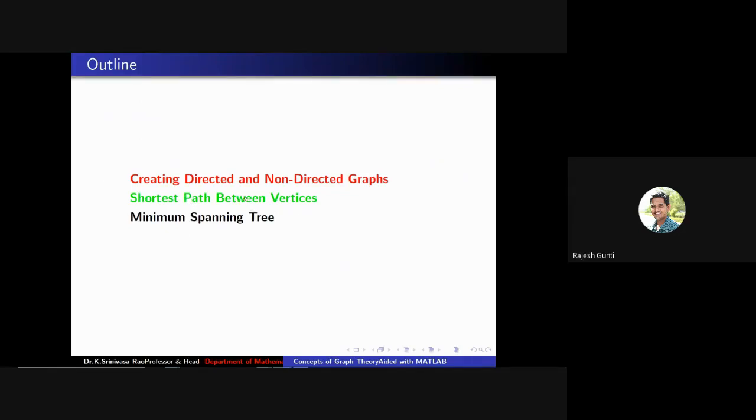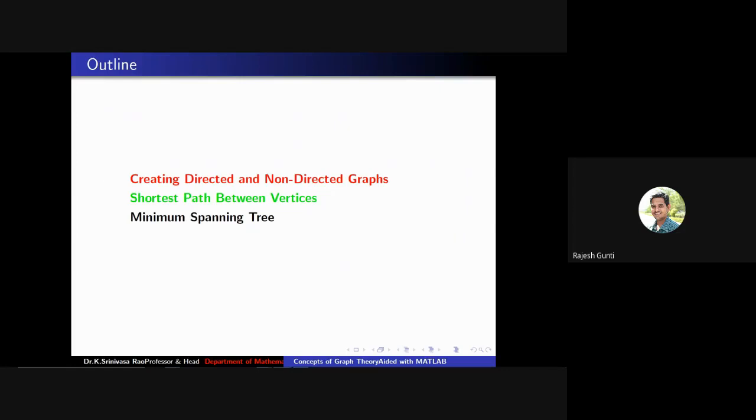Otherwise, you refer to the textbook before coming to the class. So straight away I will start the topic. It is very difficult to explain theory as well as application. I will give a brief introduction about the minimum spanning tree, and I will find the minimum spanning tree using MATLAB. Similarly, the shortest path between vertices.